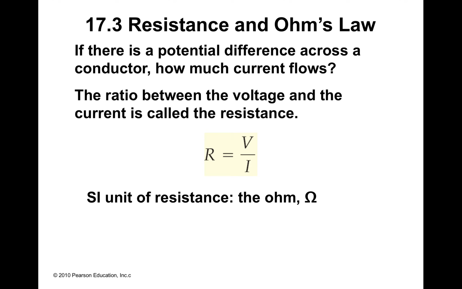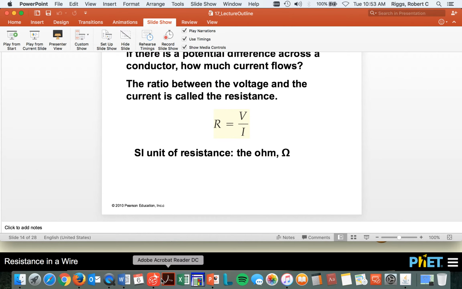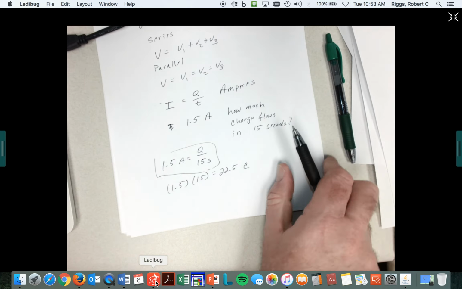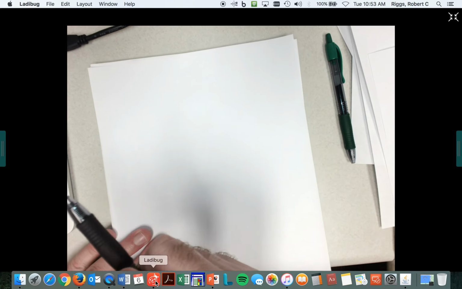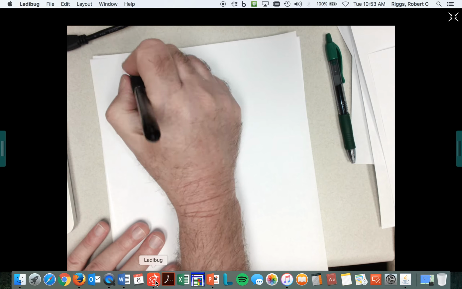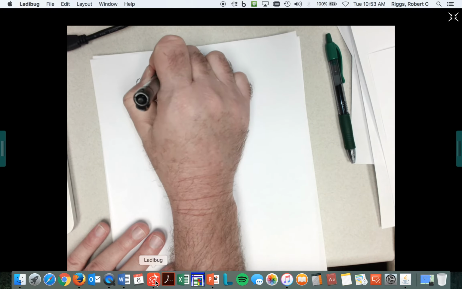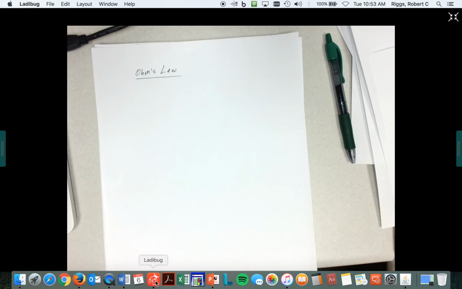Now, resistance in the wire. There's a potential difference across a conductor. How much current flows? The ratio between the voltage and the current is called the resistance, and current is equal to voltage over R. It's measured in ohms. So let's look at the math of that real quick. This is Ohm's law, and Ohm's law is huge. Ohm's law is what this chapter is all about, really. In fact, when things start moving, everything is about Ohm's law.